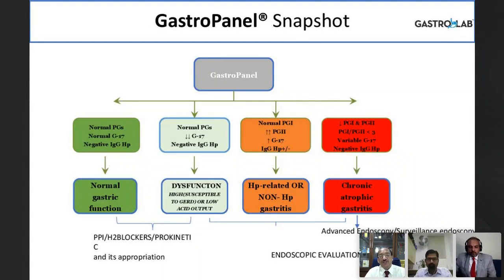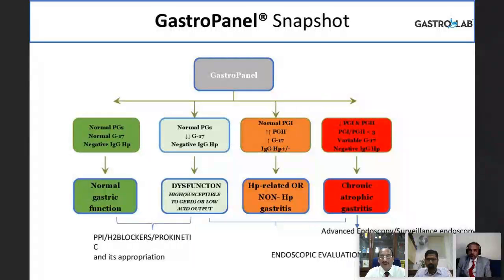Here, the PG2 is high, that's pepsinogen 2 is high, gastrin 17 is high, H. pylori antibody is positive. This is H. pylori related gastritis, but if it has been eradicated, it could be non-H. pylori gastritis. So here, the pepsinogen 1 and 2 are low, pepsinogen 1-2 ratio is low, and variable G17, negative H. pylori is chronic atrophic gastritis.